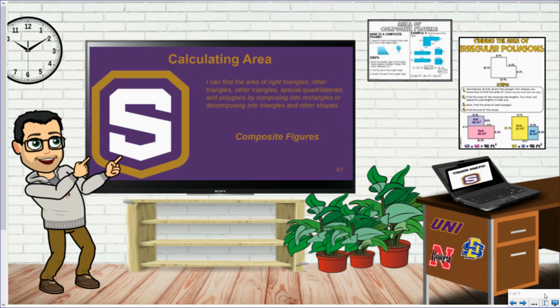In this video, we will be discussing calculating area. We will be focusing on decomposing composite shapes to calculate its area. By the end of this video, you will be able to calculate the area of composite shapes.